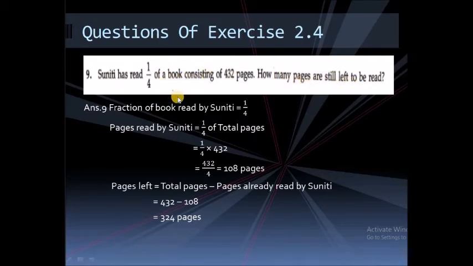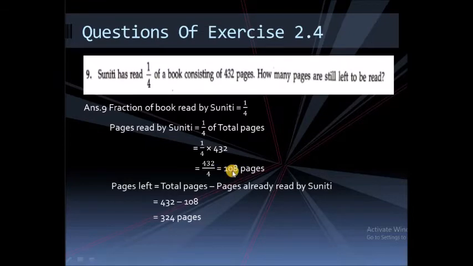So first of all, I find the number of pages that she had already read. My number of pages will be 1/4 of the total pages, because this much part she has already read. Again, the 'of' operator is there, so it will be replaced with multiplication only. So if you find 1/4 of 432, it will be 108. This many pages she has already read.